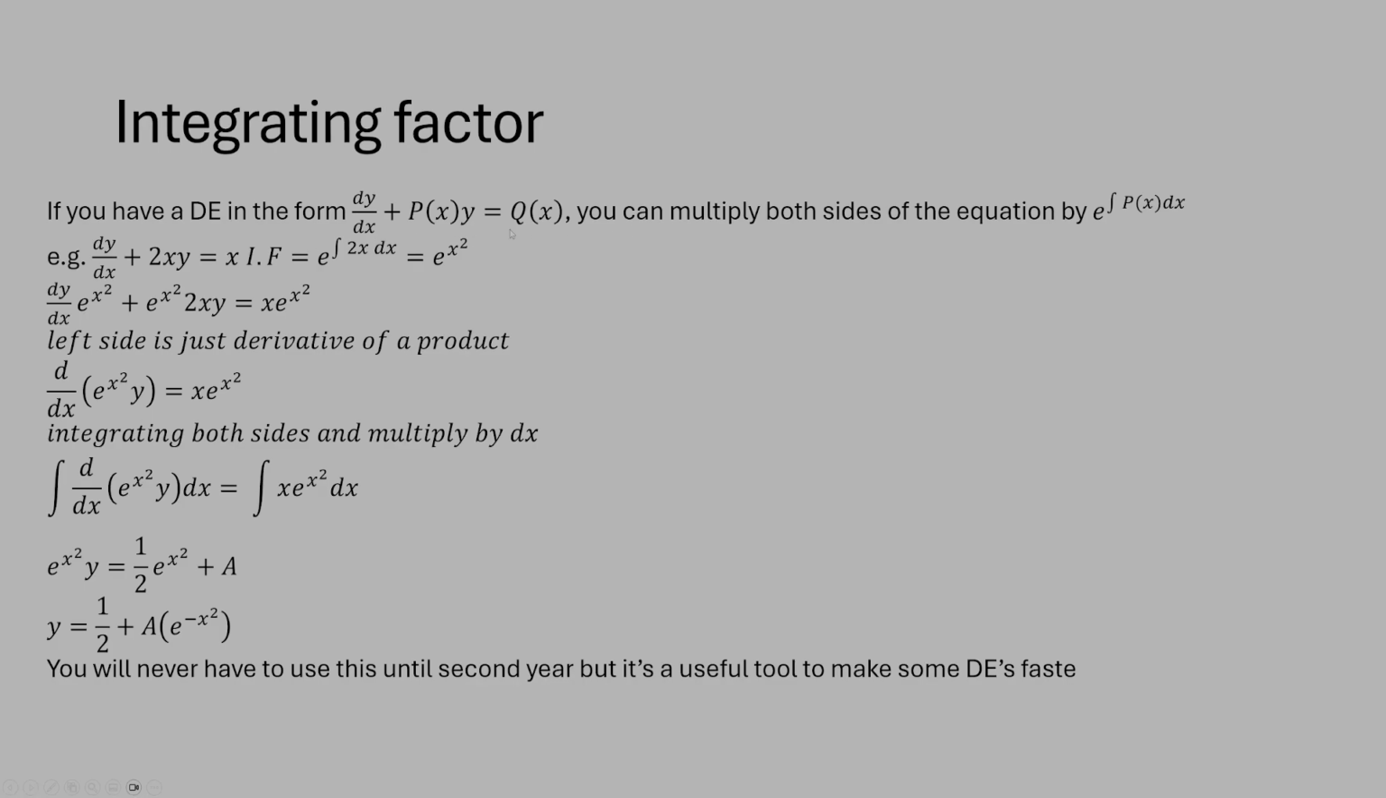When you have a differential equation in this form, you multiply both sides by e to the integral of p of x, which is this here. I've given an example, dy by dx plus 2xy equals x, which I think is actually solvable by, no it isn't. Oh no, this is solvable by separation of variables, but obviously we're going to be using the integrating factor. The integrating factor is going to be e to the integral of this function with respect to x, so it's just e to the x squared. Multiply both sides by it, and you see that this left side is just the derivative of e to the x squared multiplied by y.